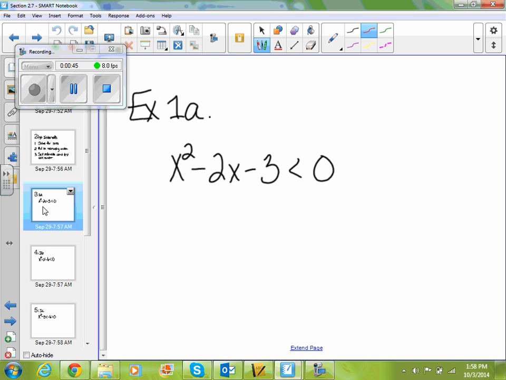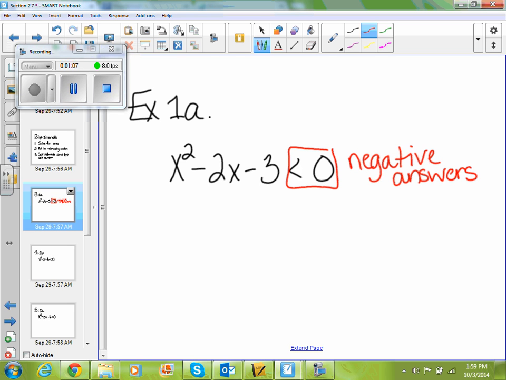Okay, so if we look at the polynomial x squared minus 2x minus 3 is less than 0, I'm going to note that if it's less than 0, that means we're looking for negative answers. That will come in handy at the end. So we'll note that. And then the first step we said was that we had to solve this for our zeros. So I'm going to factor it.